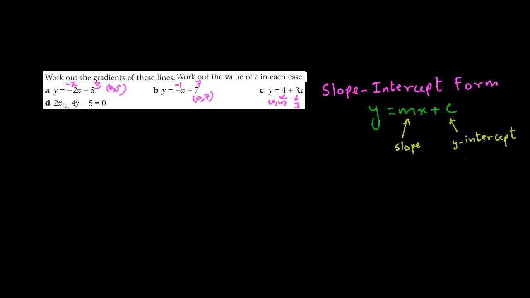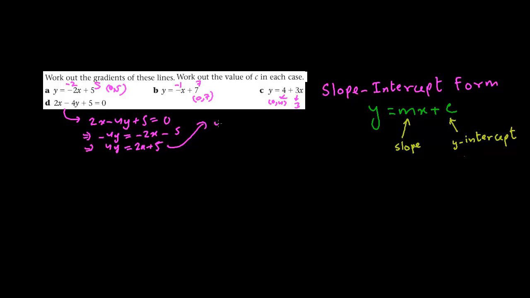And finally, this one is a bit different because it's not arranged in the format of y equals mx plus c. That means we might have to rearrange it before we can say anything about the gradient and the y-intercept. So if I take the equation as it is, and I send everything to the other side, minus 4y equals minus 2x minus 5. Multiply both sides by minus 1, that would be 4y equals 2x plus 5.